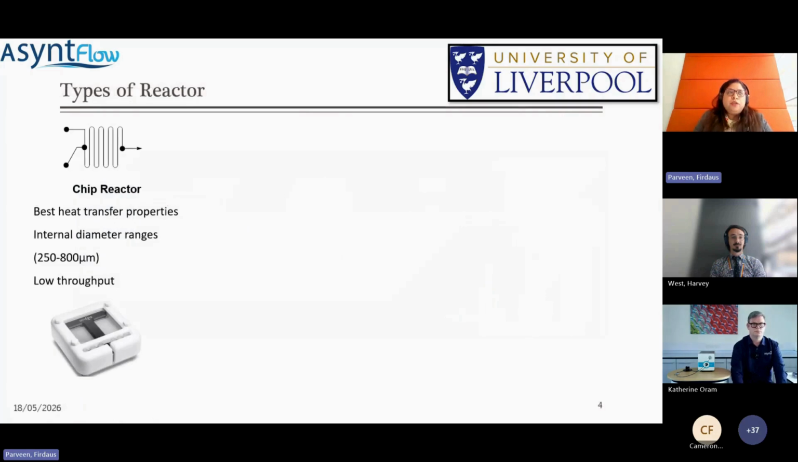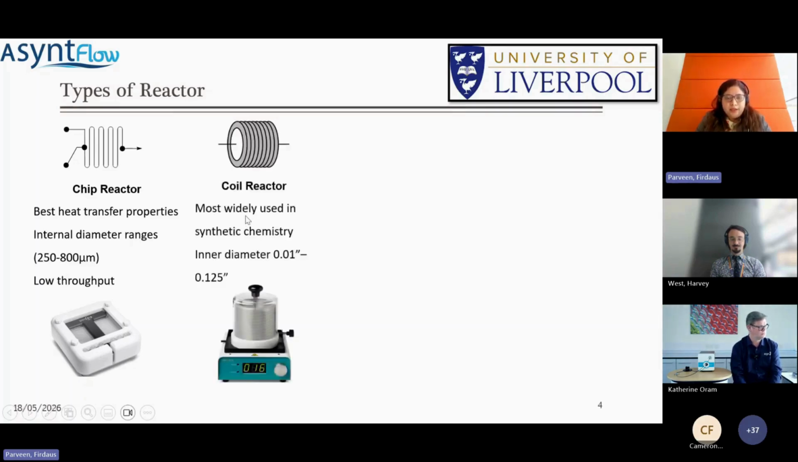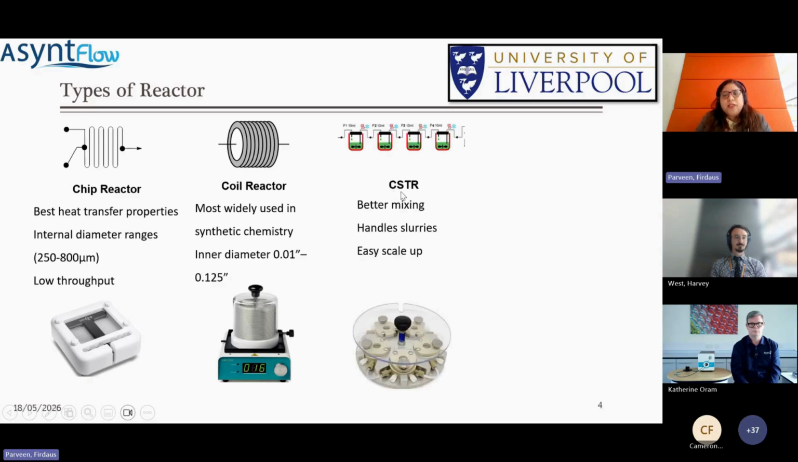Further, there are different types of reactor depending on their dimension and application. Chip reactor offers the best heat transfer properties because it has a very narrow internal diameter, which ranges from 250 to 800 micrometer. But the throughput through the chip reactors is quite low. So in most of the synthetic labs, you can find the coil reactor, which has a diameter from 0.01 inches to 0.125 inches. These reactors can be heated and cooled when required. CSTR is continuous stirred tank reactor. They are a series of tank reactors.